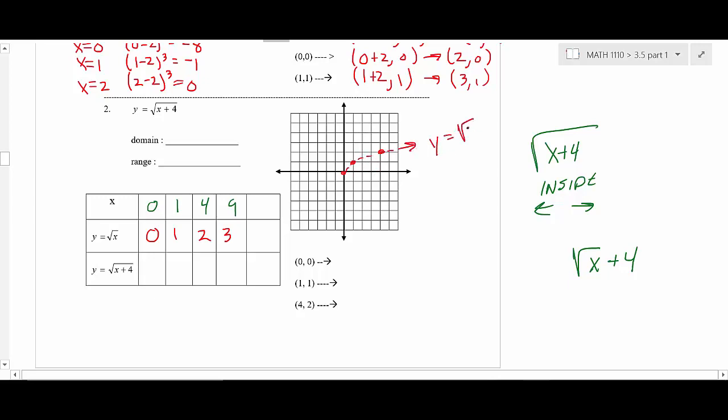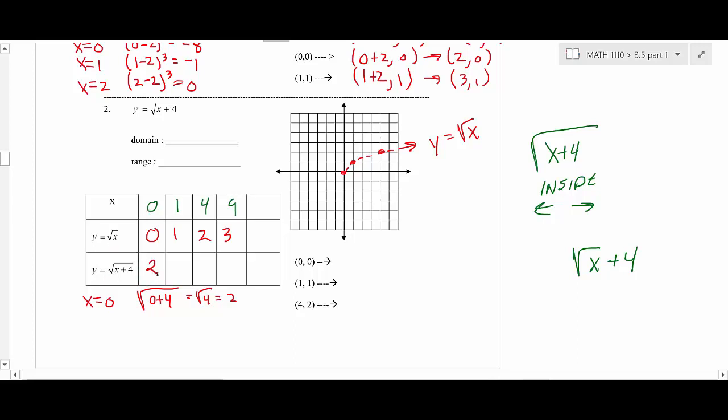Okay? So what I'm going to do with this one is kind of the same argument as the last one. What happens is everything's going to move a certain way. So like if I started with x equals 0, I would plug into this function. I'd have square root of 0 plus 4. That's the square root of 4. So that's equal to 2 like that. So if x is 0, you would end up having 2 like that.